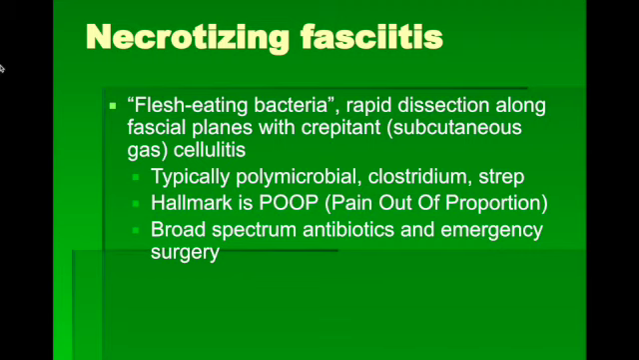This is the flesh-eating bacteria, and you usually will pick this up because of a substantial amount of pain, or what we call POOP, or pain out of proportion. The rapid dissection along fascial planes of these gas-producing organisms causes crepitation, so you could get subcutaneous gas that when you press on it, you can feel sort of like crackling or crunching associated with the cellulitis. These are often polymicrobial, meaning a bunch of different bacteria, but sometimes things like Clostridia or different strep infections. These patients usually need broad-spectrum antibiotics right away, and getting surgery involved for definitive surgical management.